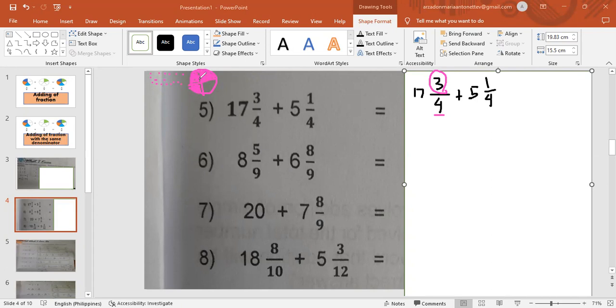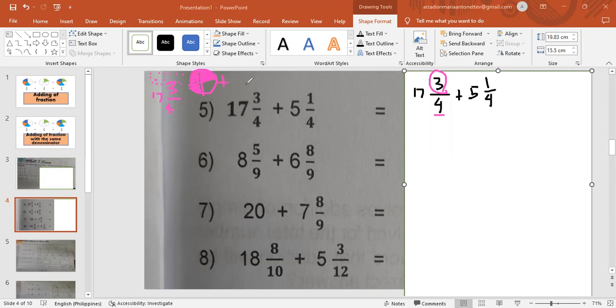Oh, 3 lang yung may cheese dyan. Hindi nalagyan yung isang parte. So, it's also not complete. Therefore, the 17 can't move to 18. That's why it's only 17 and 3/4. Okay? Got it? That is our illustration.